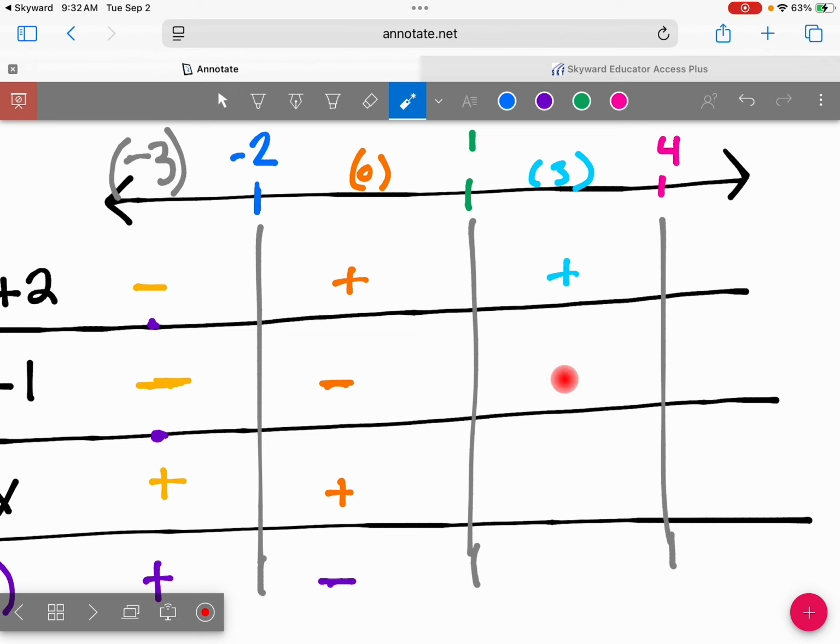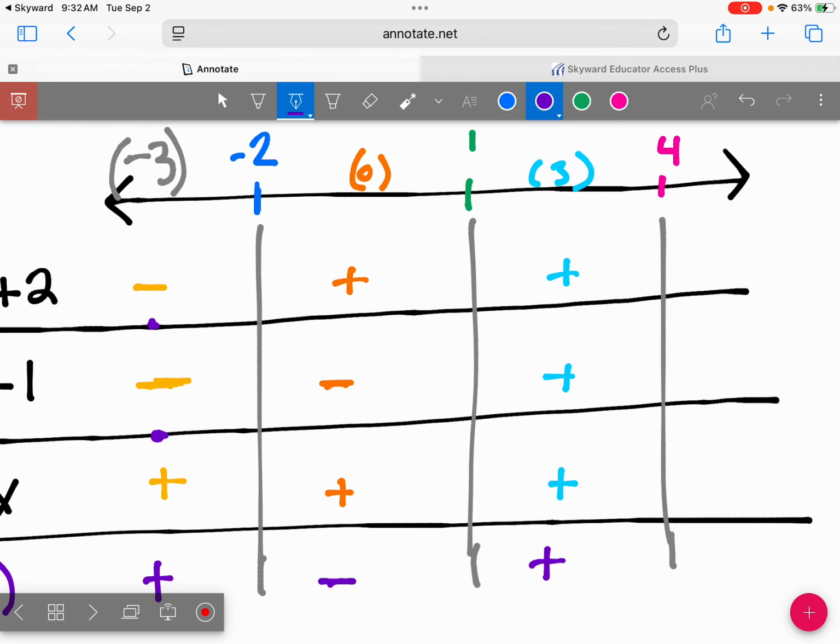How about for this one? 3 minus 1? Positive. What about 4 minus 3? Positive. And so if I have a positive times a positive times a positive, what do we have for that section? Positive.